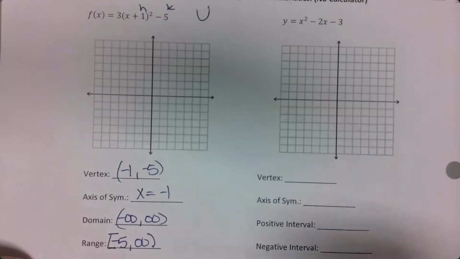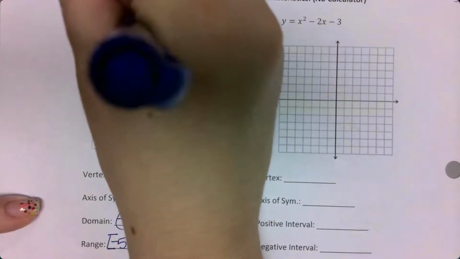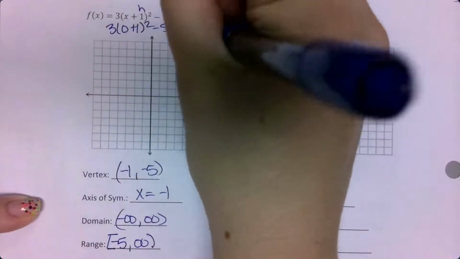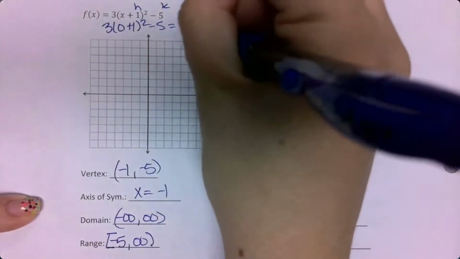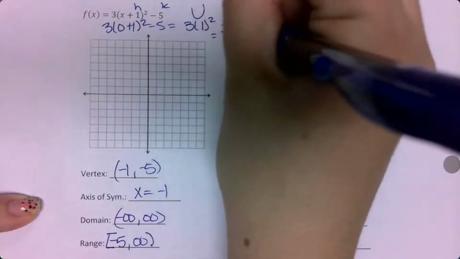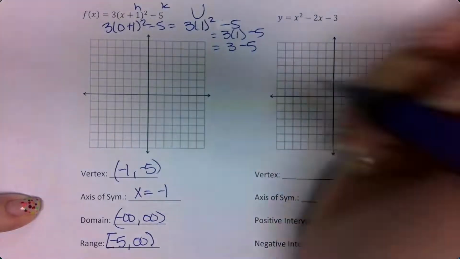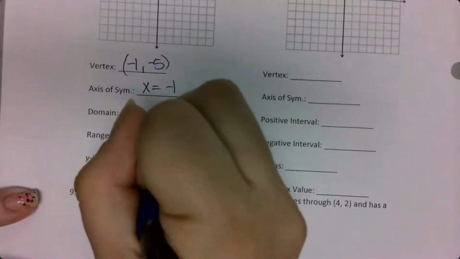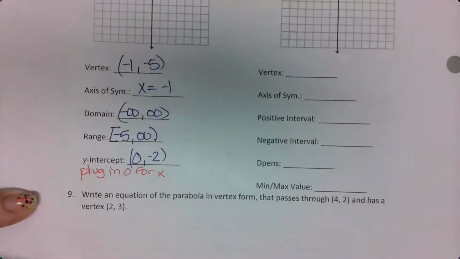So I'm going to go back up with my equation. I have 3 times 0 plus 1 squared minus 5. 0 plus 1 is 1. Minus 5, not plus 5. 1 squared is 1. 3 times 1 is 3. Minus 5 equals negative 2. So my y-intercept is 0, negative 2, because I plugged in 0 to get that negative 2 value.